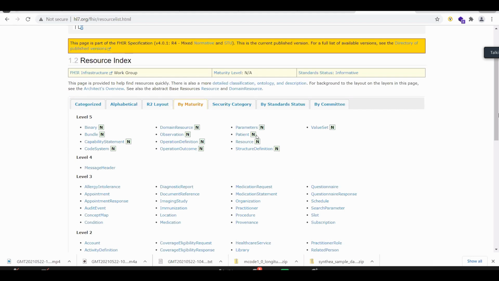We saw that Patient is N. N means normative content. So Patient is a stable resource. So we know that going forward, the changes in Patient will not break our implementation. Okay. So now let's take a look at the Patient resource. So click on the Patient resource.